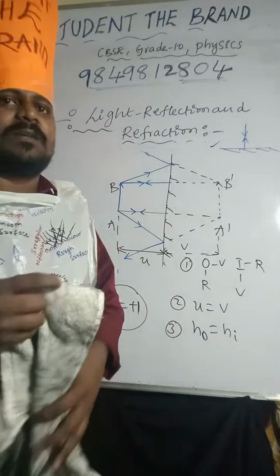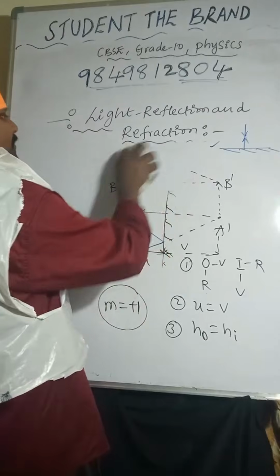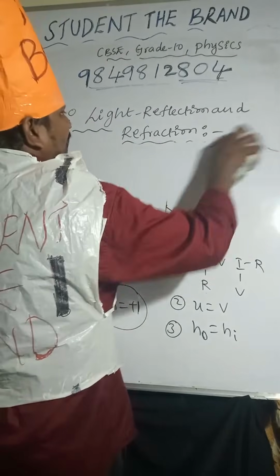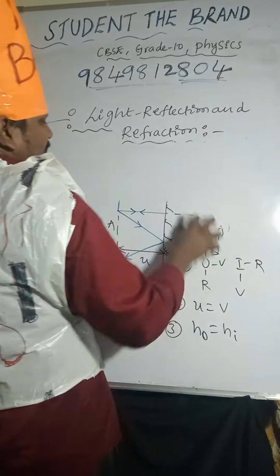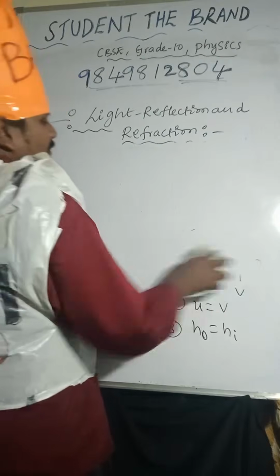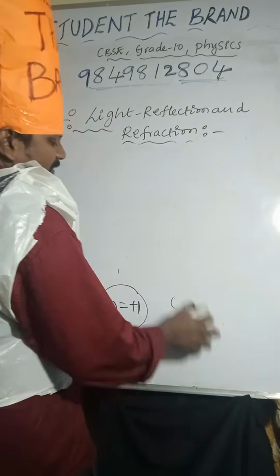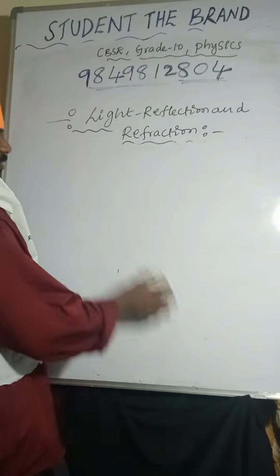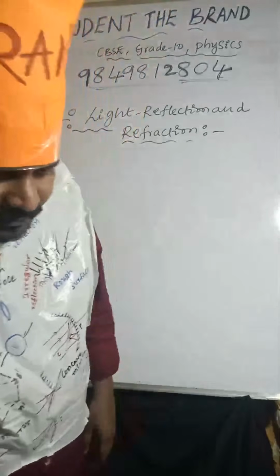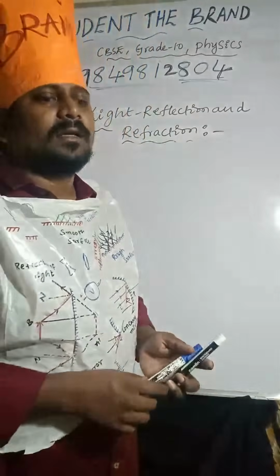Now we will discuss spherical mirrors. The mirror which is in the form of a curved or spherical shape is called a spherical mirror. There are two types of spherical mirrors: concave mirror and convex mirror. Now you can observe here.